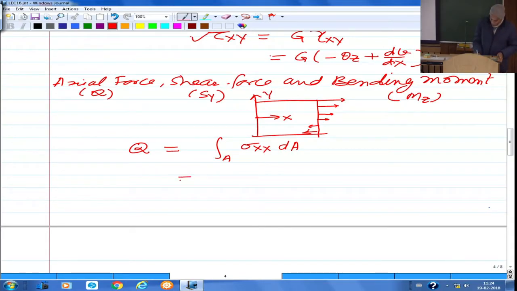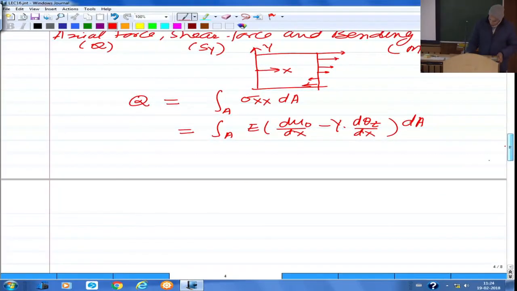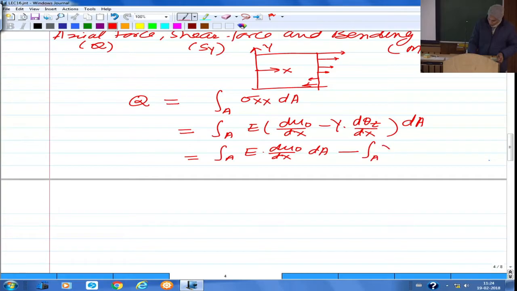to get the average force acting on the cross section. And now sigma xx we know is equal to E times du naught by dx minus y times d theta z by dx into dA. And now let us say that the origin for y is at the centroid of the cross section. As you see in this integral, the first term is going to be integration over the cross section E into du naught by dx dA, and the second term would be minus integration over the cross section y into d theta z by dx into dA.